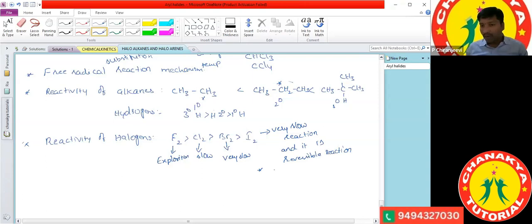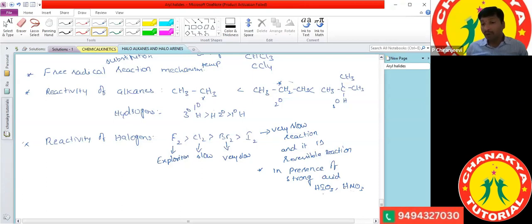Actually, iodination reactions are carried out in the presence of strong acids. What are the acids we are taking? Iodic acid, HIO3, and HNO3. So the iodination reactions are carried out in the presence of HIO3 and HNO3.